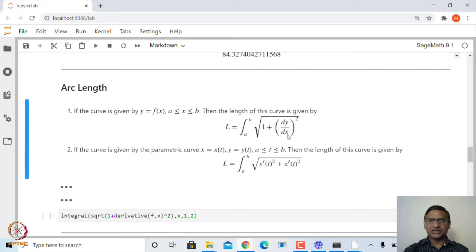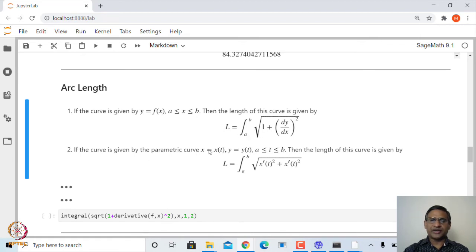This square root of 1 plus dy dx the whole square is what is called the length element, generally denoted by ds. So you are integrating ds from a to b, where ds is a small change in the arc length, and then you are integrating from a to b.